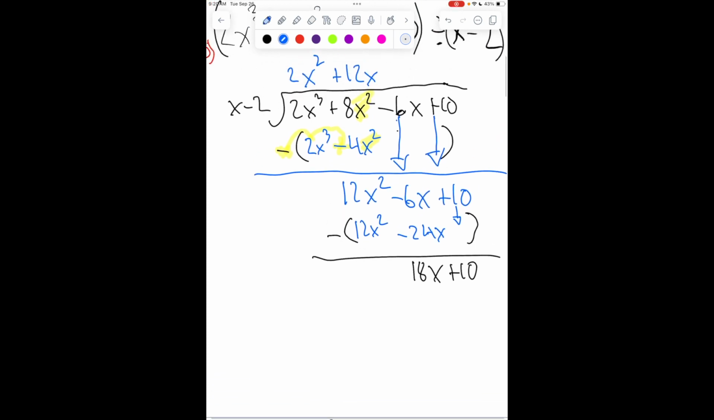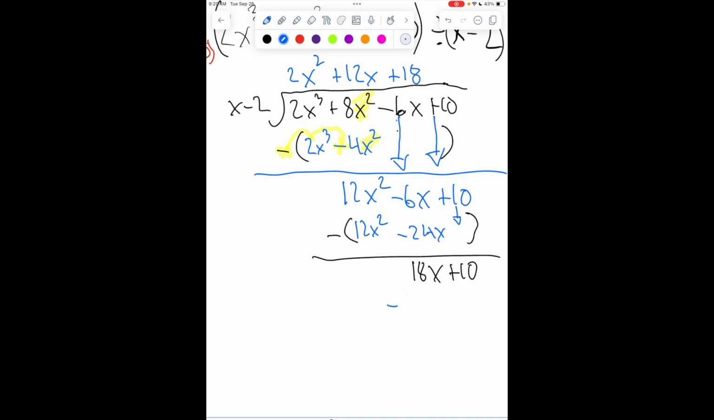Getting closer, but still not quite done yet. Okay, what can I multiply x minus 2 by? I'm going to multiply it by, let's say, 18. So adding 18.